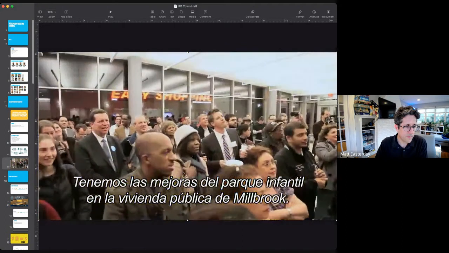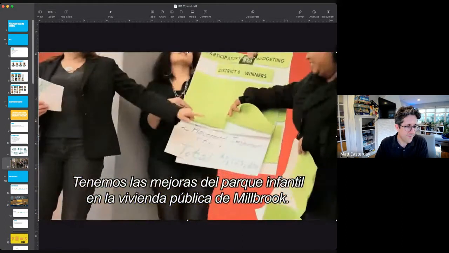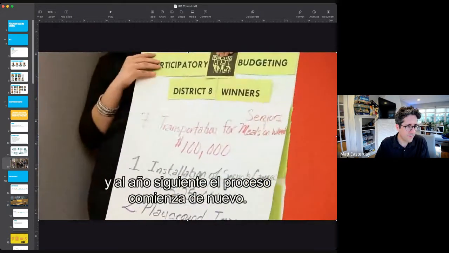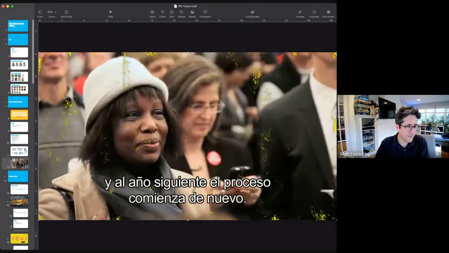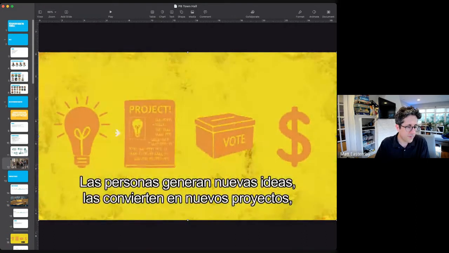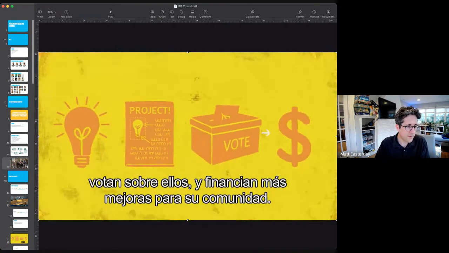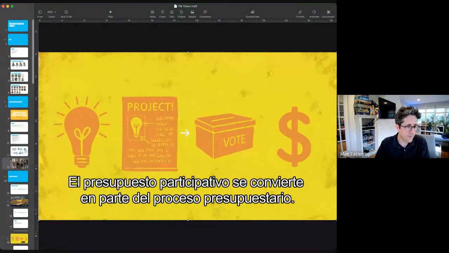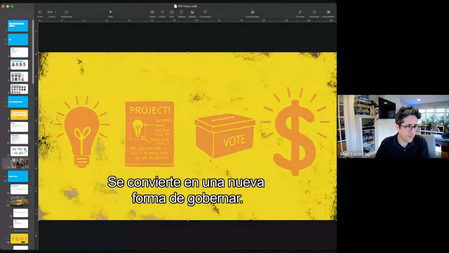Improvements and build up. They are then implemented over the next 2 years, and the following year, the process starts again. People brainstorm new ideas, turn them into new projects, vote on them, and fund more improvements for their community. PB becomes part of the budget process. It becomes a new way of governing.